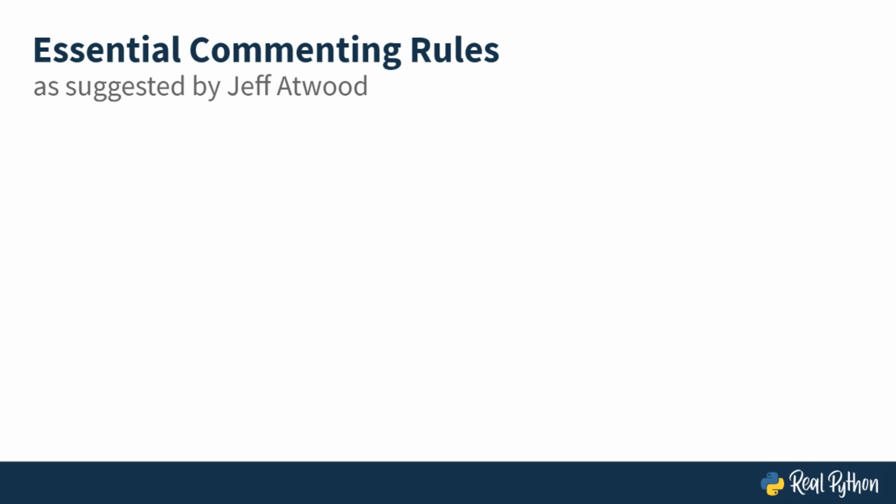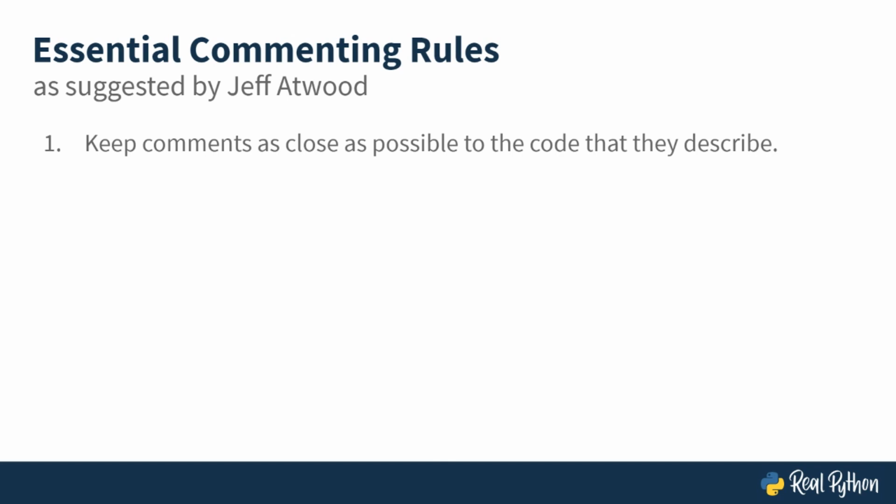Avoid overly long comments as often as possible. They should be brief and concise. The following four essential rules, as suggested by Jeff Atwood, should be followed. Keep comments as close as possible to the code that they describe. When comments are not near the code they are describing, they can be frustrating to the reader, and missed when updates are made down the track.